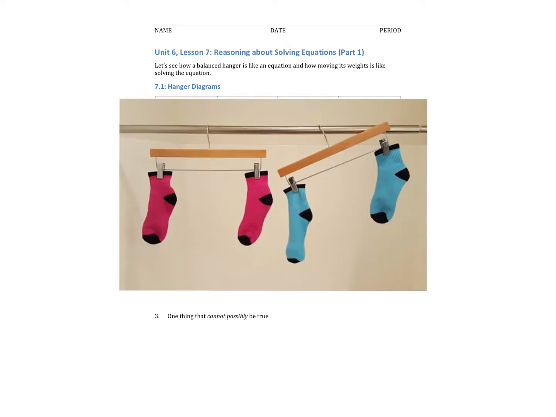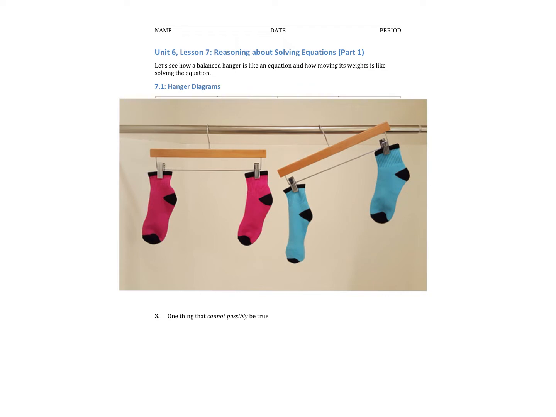Let's take a look at this picture that shows a hanger with two pairs of socks. Think about some things that you may notice and some things that you may wonder. So some things that you may notice is that there are two pink socks and two blue socks. You may also notice the socks are clipped to either ends of two clothes hangers, and the hangers are hanging from a rod. And you may also notice that the hanger holding the pink socks is level, whereas the hanger holding the blue socks is not level.